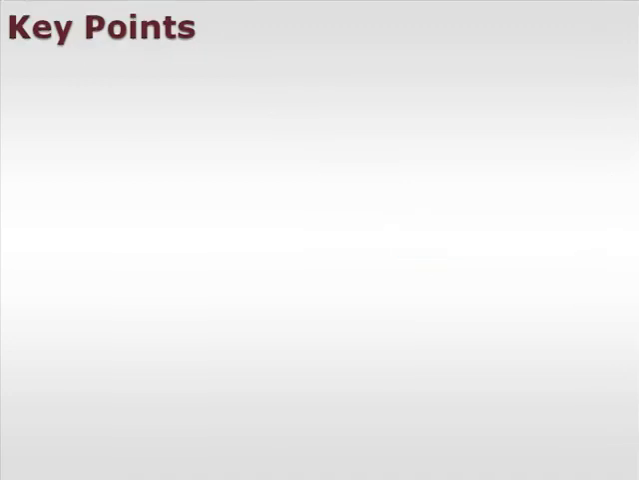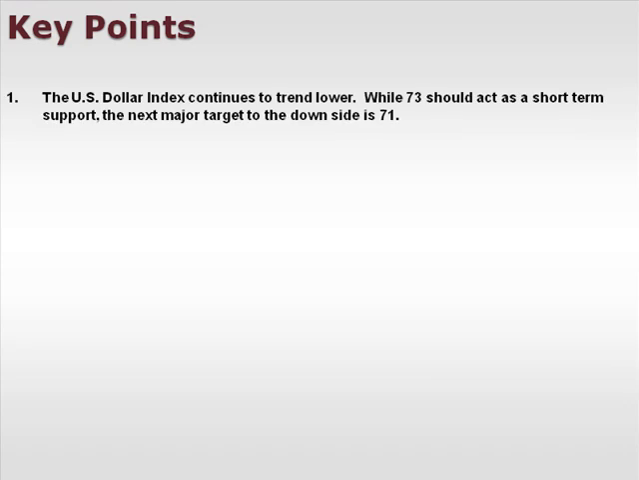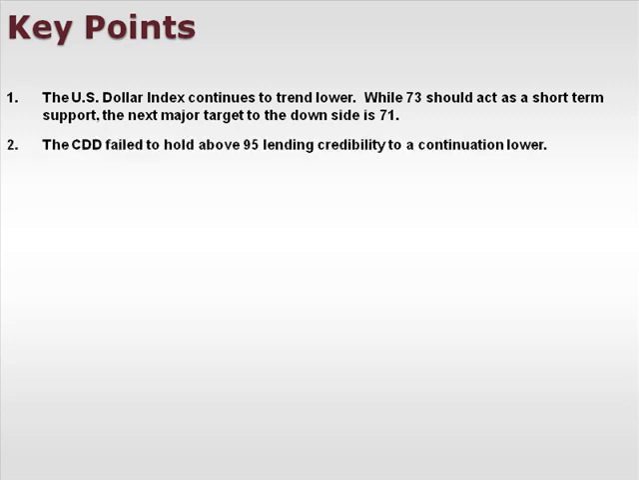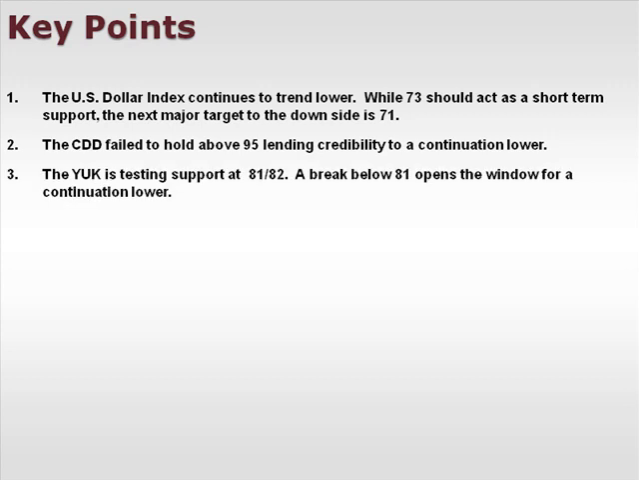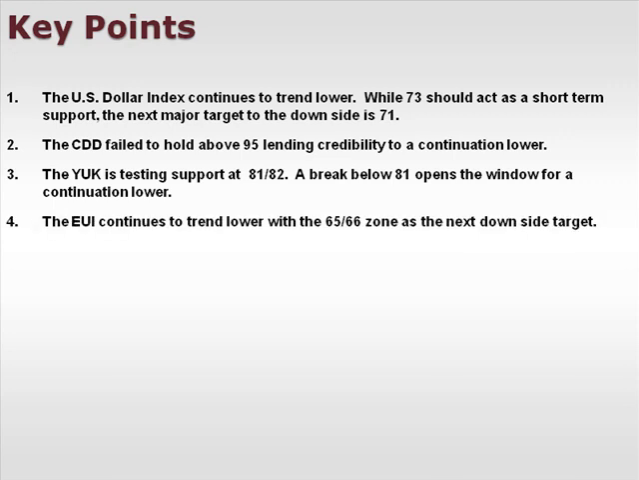Let's take a look at a few of our key points. First of all, the U.S. dollar index continues to trend lower. While 73 should act as a short-term support, the next major target to the downside is 71. The CDD failed to hold above 95, lending credibility to a continuation lower. The YUK is testing support at 81-82. A break below 81 opens the window for a continuation lower. The EUI continues to trend lower with 65-66 as the next downside target.